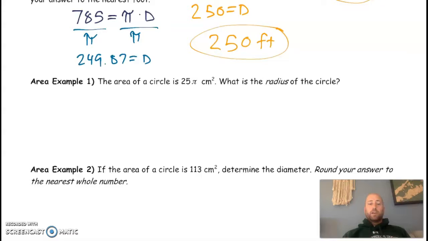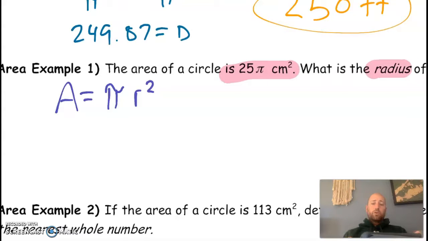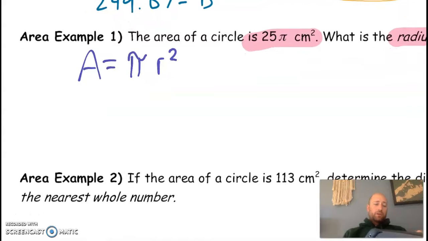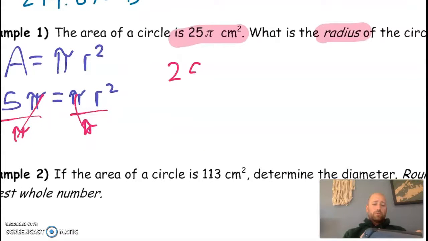Okay, so again, the area formula is area equals pi times the radius squared. We have our area of 25 pi. What is the radius? So our area is 25 pi. Okay, I'm going to start the same way. Divide by pi. That cancels, that cancels. So 25 is equal to the radius squared.